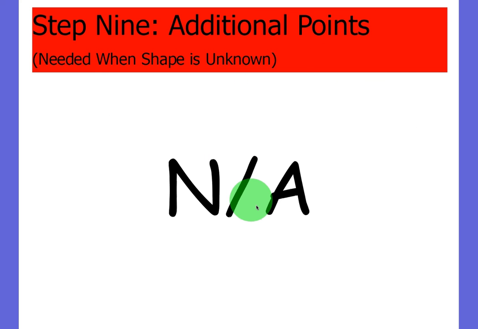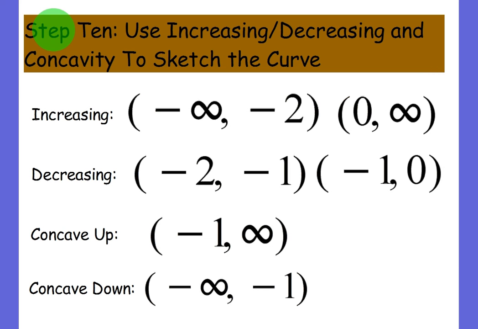So for step 9, we don't really need any additional points. We can easily connect these dots. Now for step 10, we do want to keep in mind where this is increasing and decreasing. It's going to be increasing from -infinity to -2, so we're going to start to go up there. And it's also going to be increasing from 0 to infinity, like that. It's going to be decreasing from -2 to -1.